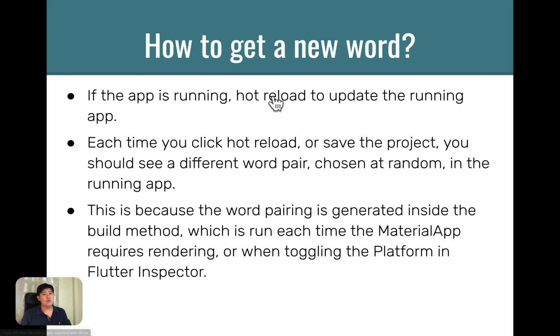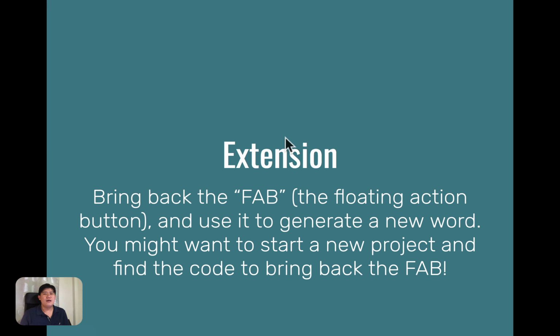So if you want to get a new word, you have to hot reload. But here's an extension: bring back the floating action button, the plus button in the bottom right hand corner. Is this the bottom right corner? Yeah, there. Use it to generate a new word. So how to get the code for the floating action button? You go and make a new project somewhere else, grab the code from there and then transplant it back here, and then figure out how you can use some code to generate a new word. This should be eminently doable.